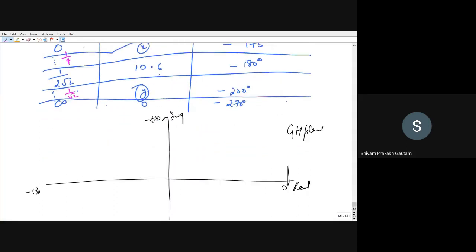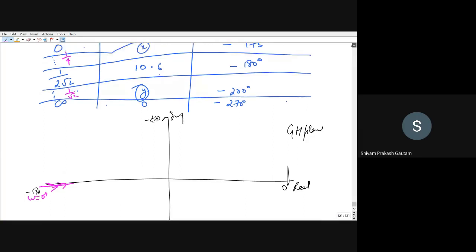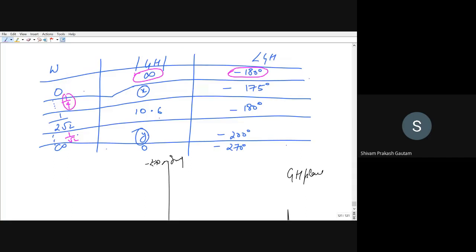So you can see how we can draw minus 180. You can draw like this. It is parallel to this. It is going like this, right? So this is the point at omega is equal to 0 plus, and phase is minus 180 degree. When you keep on increasing the frequency, at omega is equal to 1/4, what is the magnitude? Let us say that is x, and phase is minus 175 degree.